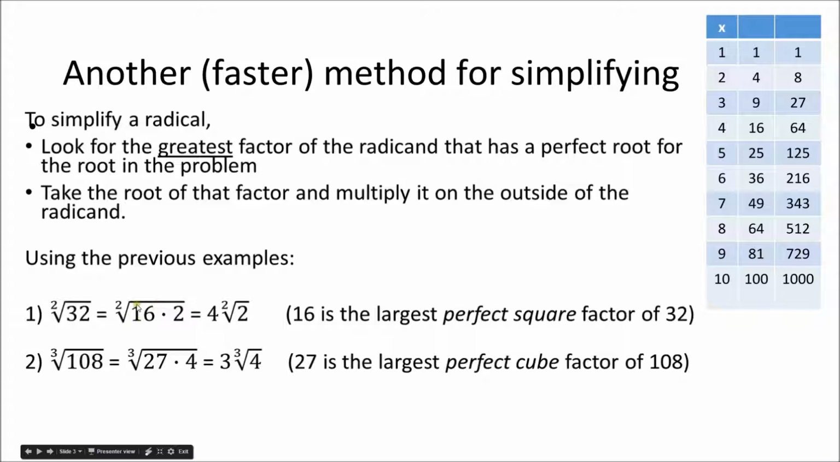Well, 16 is a perfect square, and I can take the square root of 16. What is it? It's 4. So I pull the square root of 16 out and put a 4 on the outside. And this was the same answer we got before, but it happens a lot faster.